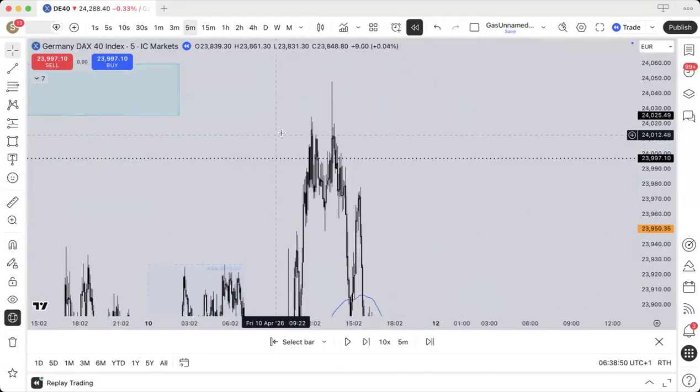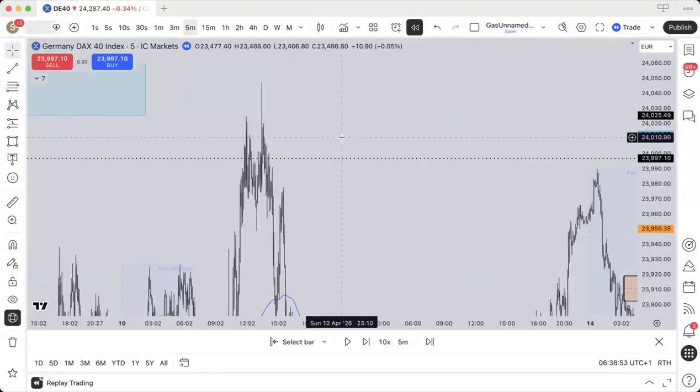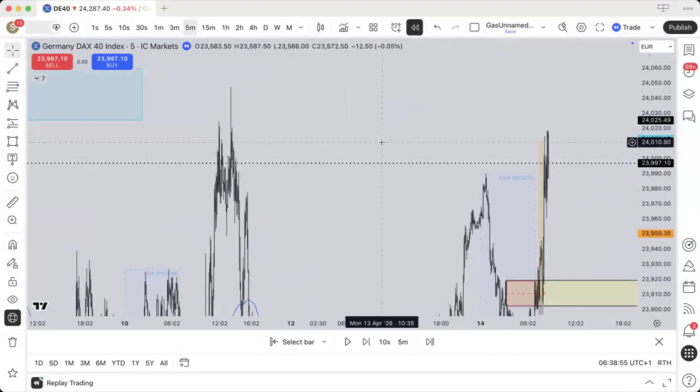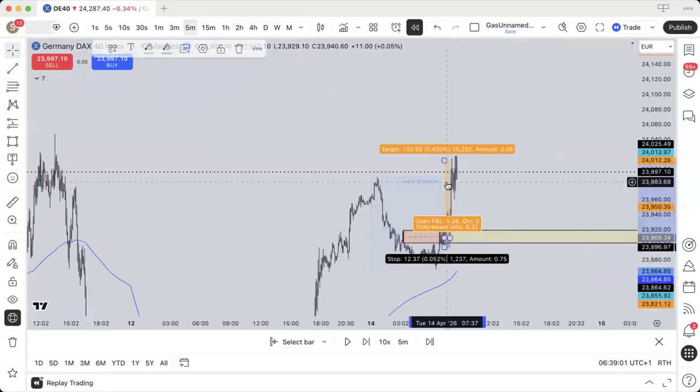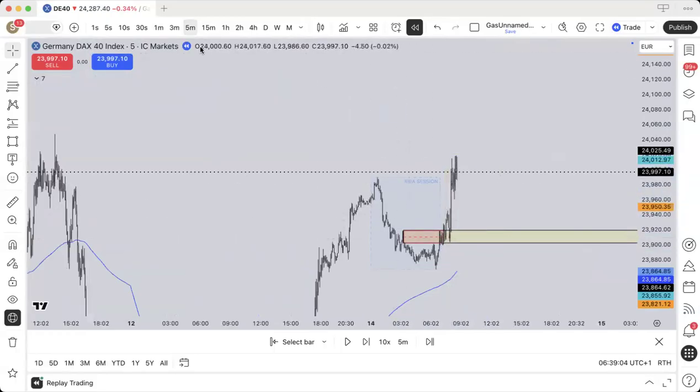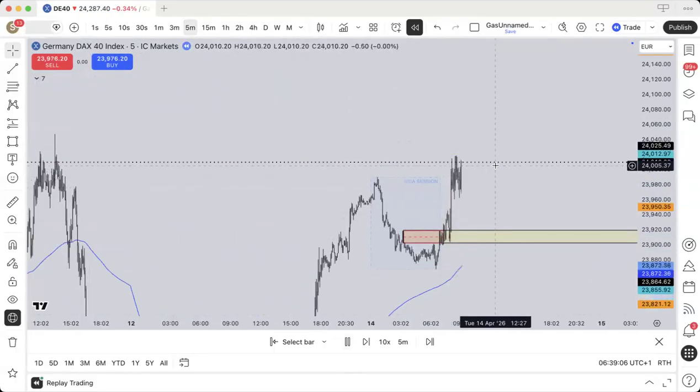So there was probably an imbalance in this area right here, which is why I've taken it to that high there. So there's probably an imbalance sat in there. But we'll leave this box on for now, and we'll just see what happens.